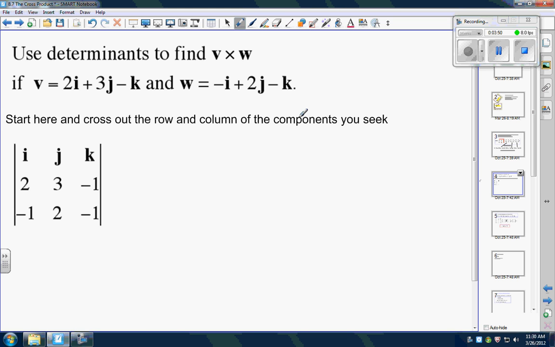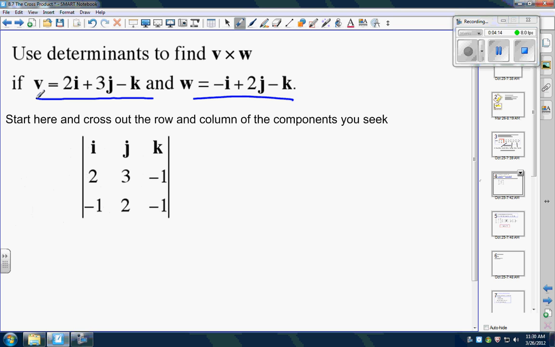Okay? So I want to do the cross product with these guys. Now, it shouldn't matter what order I do this. So V crossed with W should be the same thing as W crossed with V. So we're going to take the V matrix right here, 2, 3, -1. We're going to take the W matrix down here, -1, 2, -1.